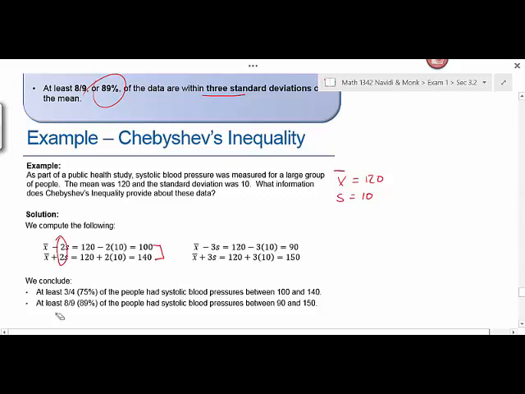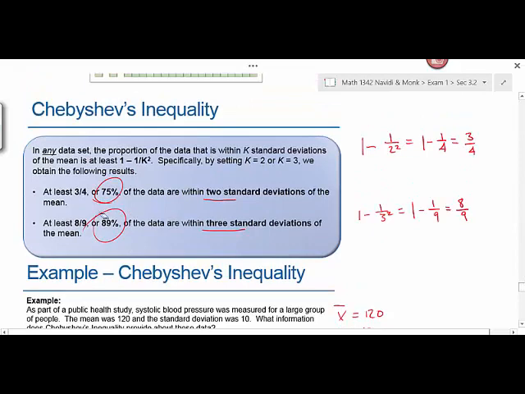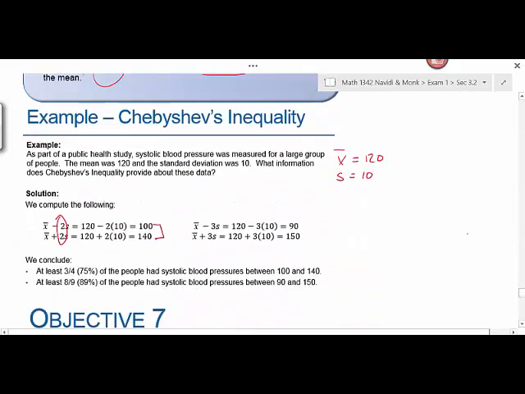If we go out 3 standard deviations, and we saw in the example above, if we go out 3 standard deviations, we're looking at about 89%. We would say that about 89% of the people had a systolic blood pressure between these two values, 90 and 150. Do you see how that works? That's it. It's just giving us a way to calculate these different percentages for distributions that are not normal.